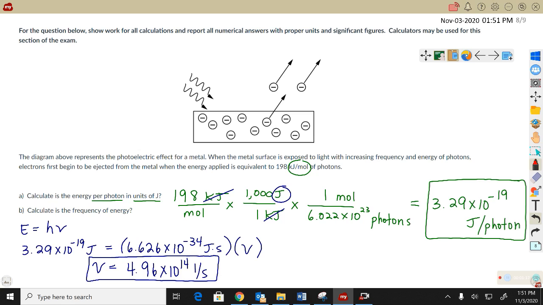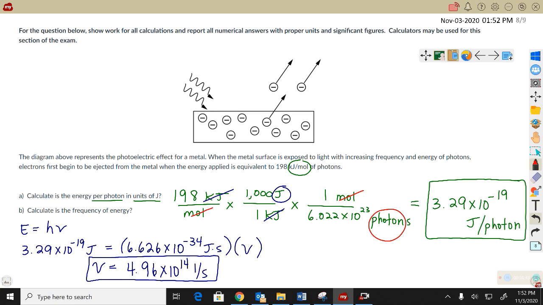So now, like kilojoules per mole, the mole is in the denominator. So if I want to get rid of it, I need to put it in the numerator. And so then I put moles on the top per photon. There are 6.022 times 10 to the 23rd particles of anything in a mole. And so here we're talking about a mole of photons. Then just plug it in your calculator.